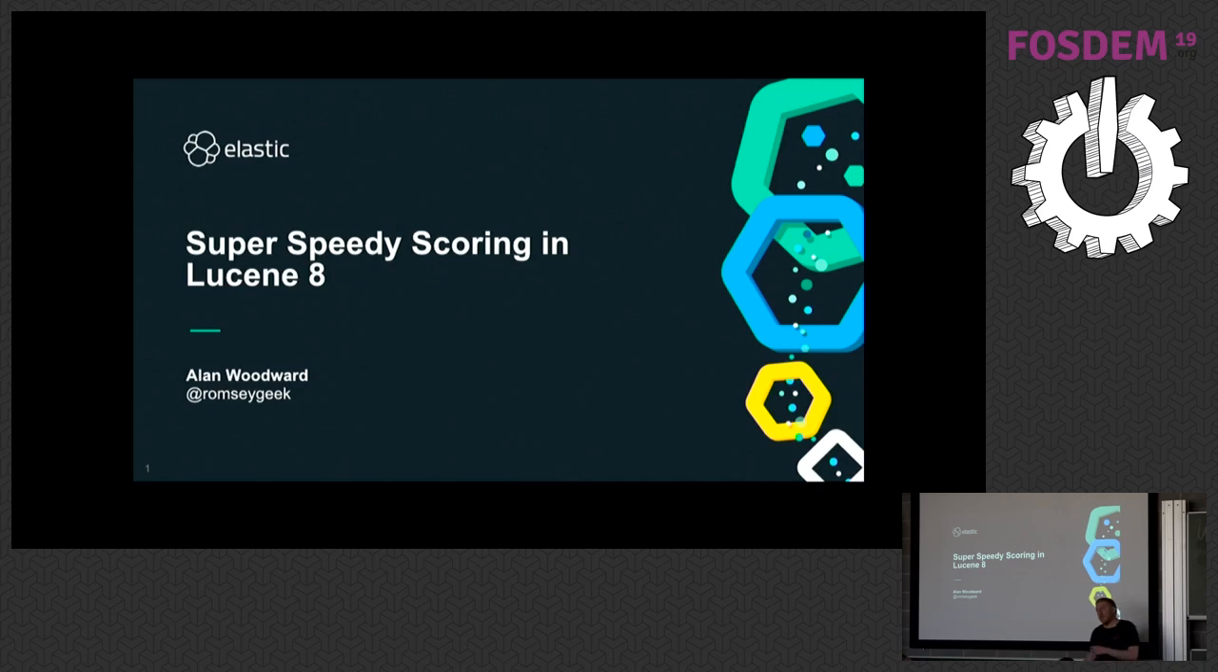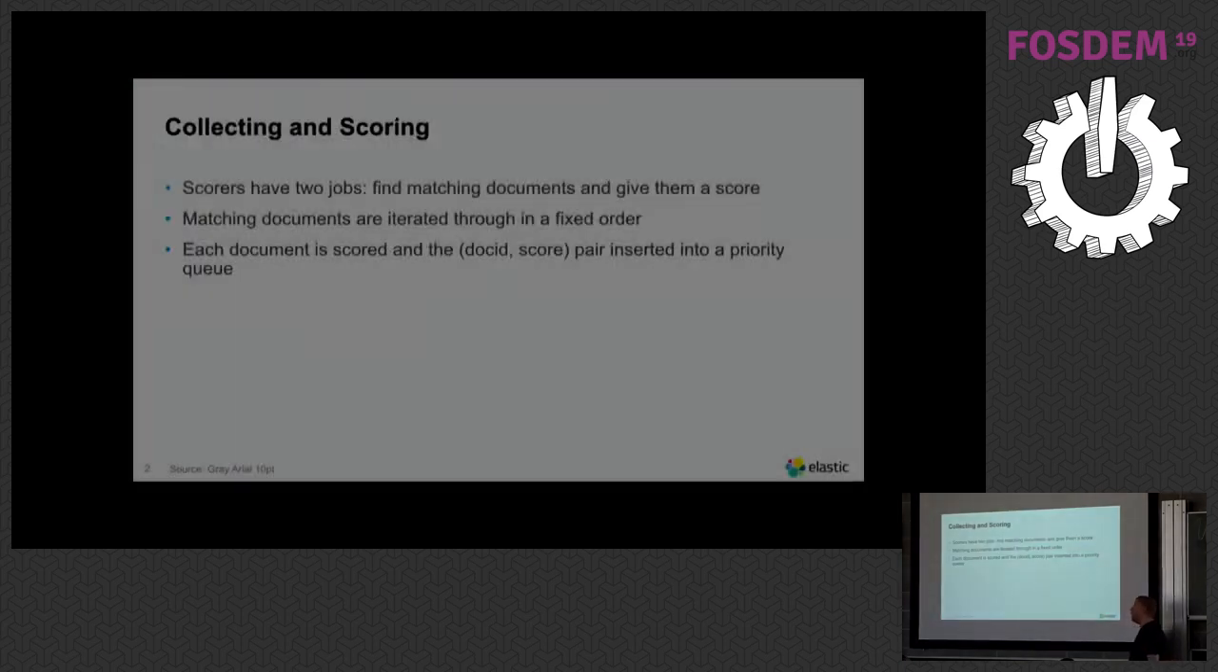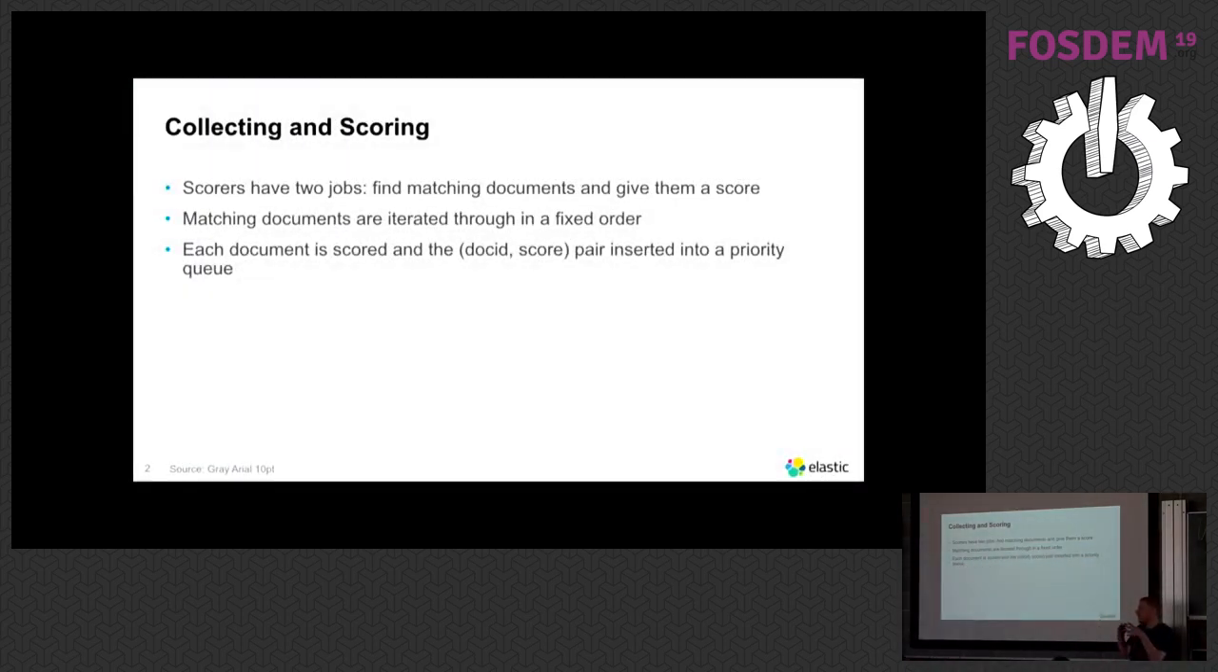Those of you who were in the previous talk will already have a general overview of how this works, and I'll go into a bit more detail. We're going to talk about the lowest level of Lucene, how documents are actually collected. We have a class called a scorer, and a scorer has two jobs. The first job is to provide an iterator, which will find and iterate over all the matching documents for your particular query, and then it will also give each of those documents a score.